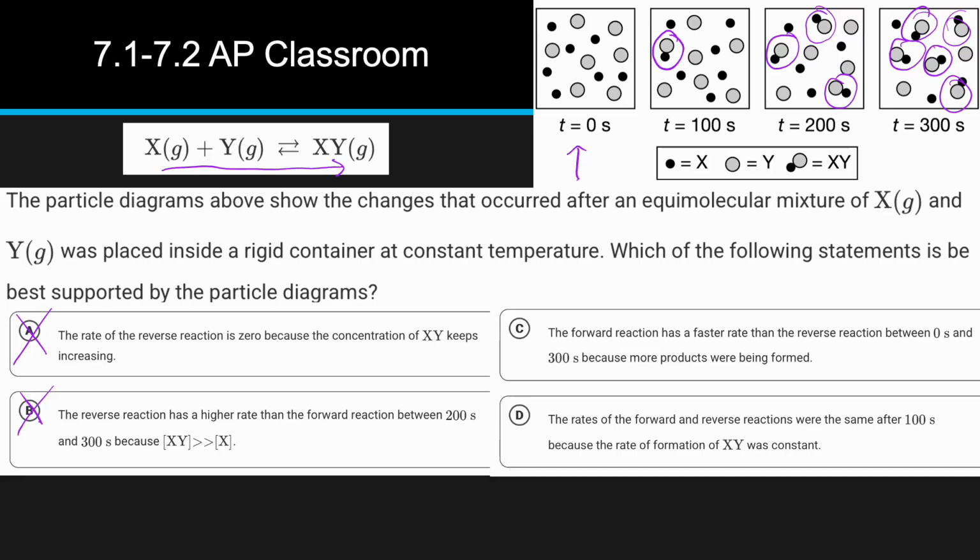C says the forward reaction has a faster rate, which is true, than the reverse reaction between 0 seconds and 300 seconds because more products were being formed. That is a correct statement. Now let's just verify D is incorrect. The rates of the forward and reverse reactions were the same after 100 seconds because the rate of formation of XY was constant, and it was not the same because we could tell between 100 and 200 seconds we were still converting reactants into products, which is the forward reaction, and from 200 seconds to 300 seconds, again, we're still converting reactants into products, so it's still a forward reaction.